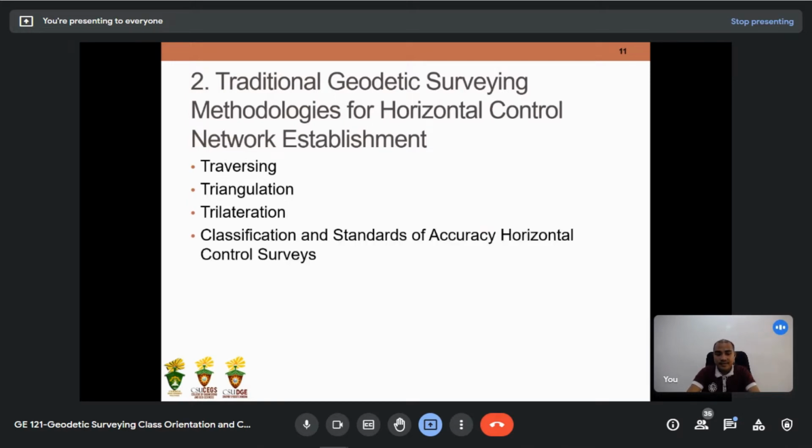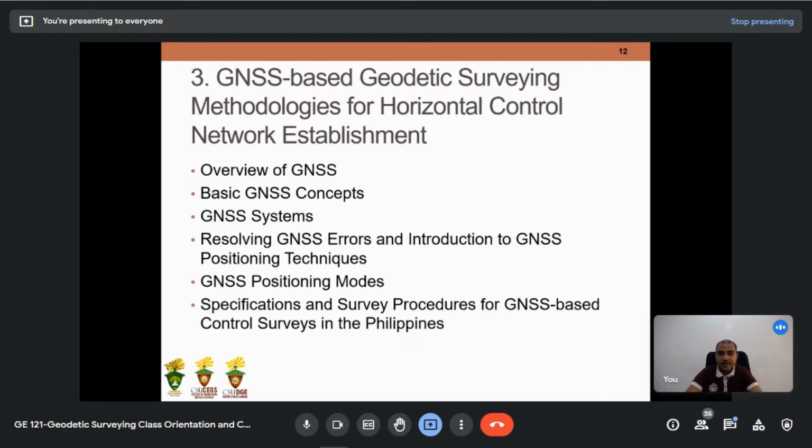And lastly is the classification and standards of accuracy of the horizontal control surveys. That is, how much allowable error for primary control, secondary control, tertiary, as well as the accuracy: first order, second order, third order, and fourth order. So this is also a topic we discuss. Next is the GNSS-based geodetic surveying methodologies for horizontal control network establishment. So we are done with the traditional part, which is triangulation, trilateration, and traversing.